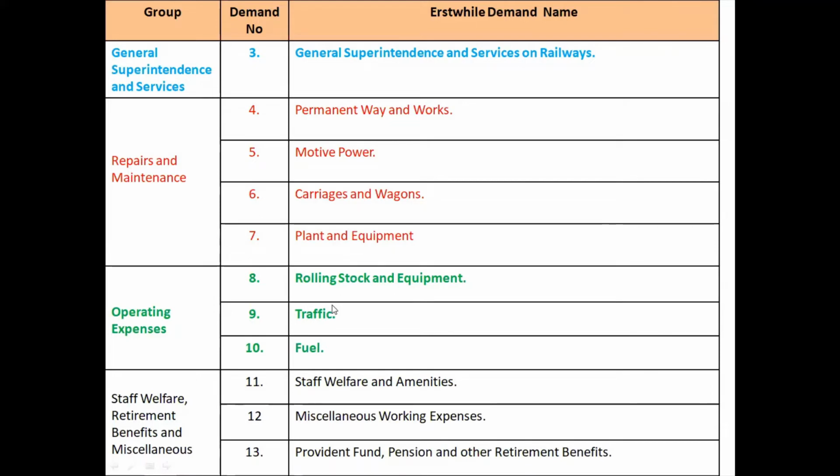Exactly. Right. That means, if staff and officers working in DRM office and GM office, their salaries go to demand number 3. If they are working in field units, it is the respective demands. Very good.